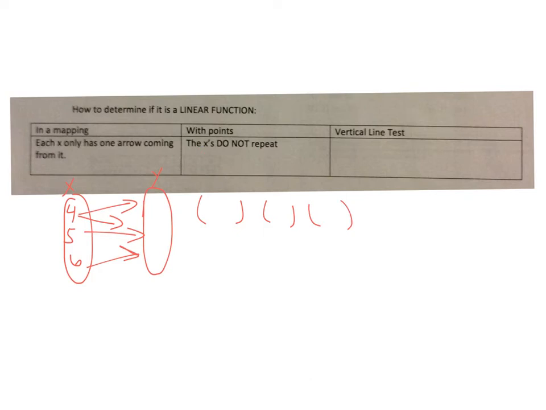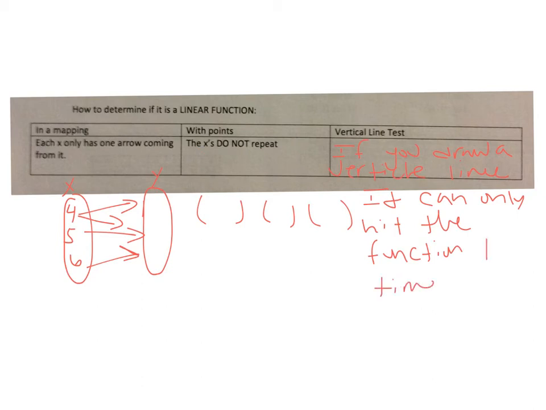Now, the last one is the vertical line test. You all know how to do that. And what I want you to fill in there is, if you draw a vertical line, it can only hit the function one time. If it hits more than once, it's not a function.